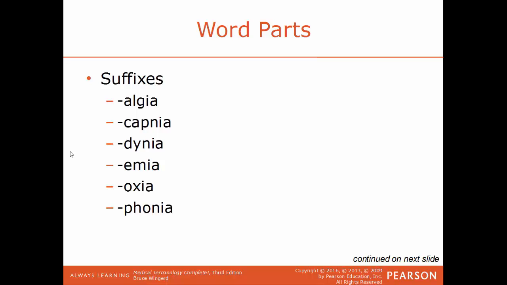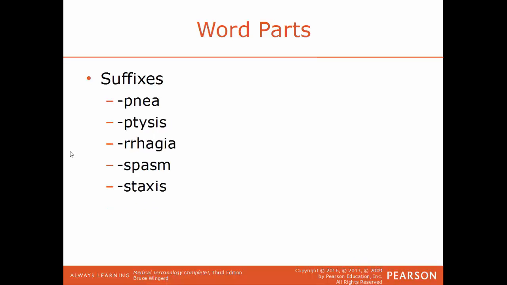Phonia is a reference to the voice or sound. See, the suffix pnea is a reference to breathing. Ptysis is a reference to spitting. Rhagia is a reference to bursting forth, usually bursting forth of blood. Spasm, involuntary violent contraction of muscle. And last term here, staxis, is a reference to a dripping or a trickling out.